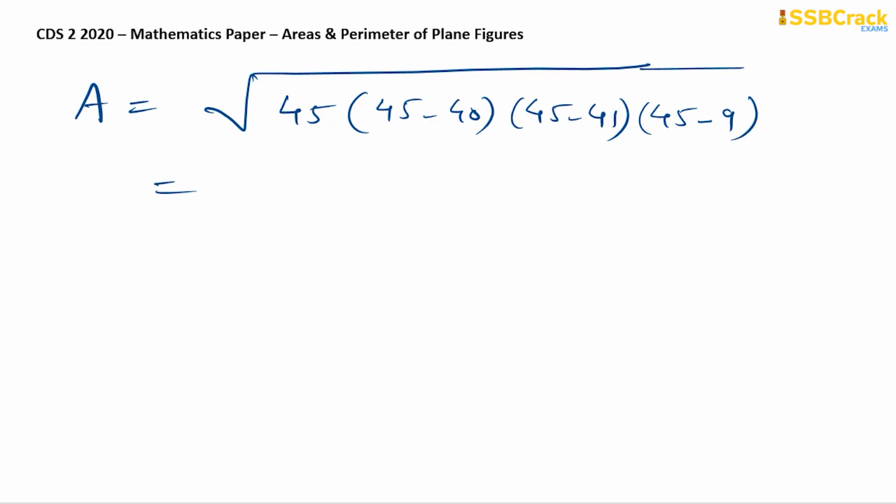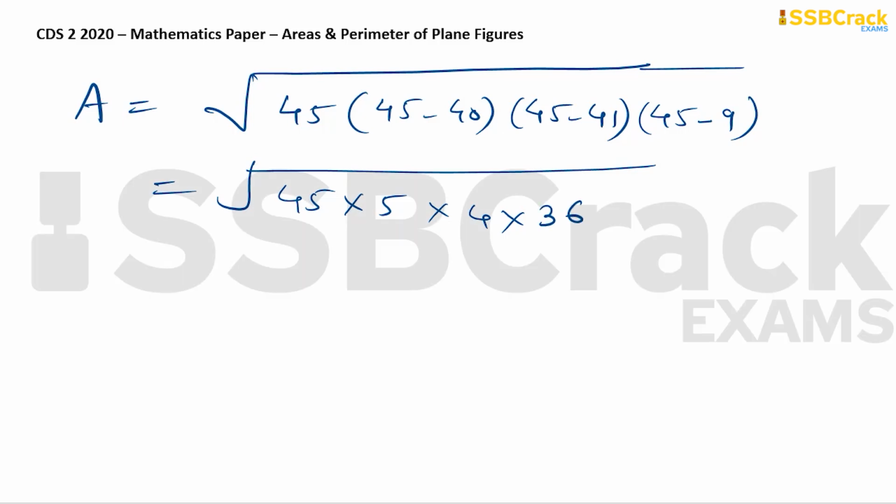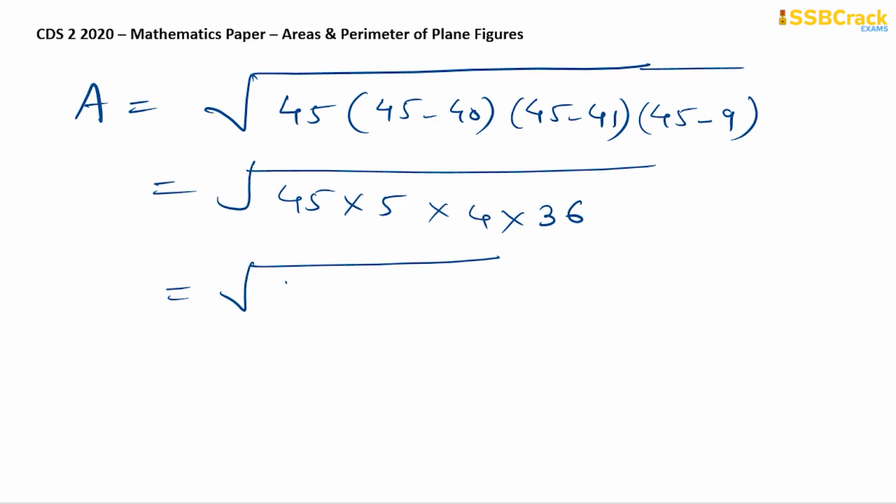What do we get? We get the factors 45 into 5 into 4 into 45 minus 9. How much? 45 minus 9 is 36. So combine the factors now. This 45 can be written as 9 into 5, so 9 into 5 into 5, that is 25, then into 4 into 36. So that I could see all the perfect square numbers, and their square roots are known to us.